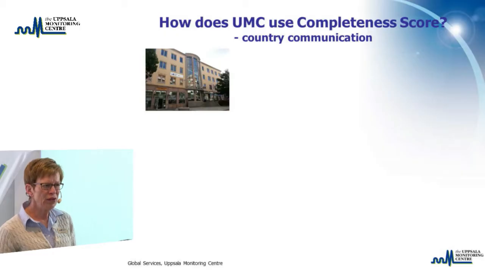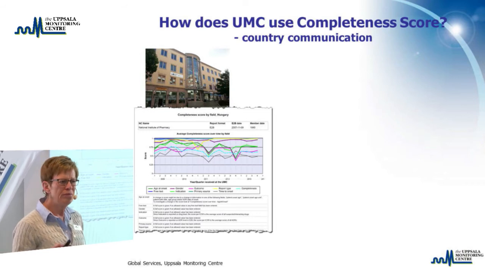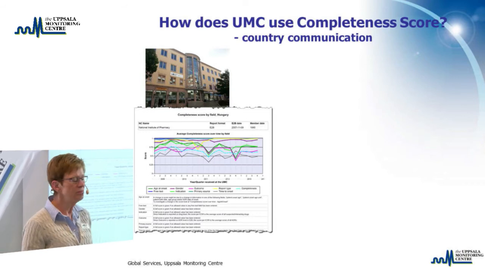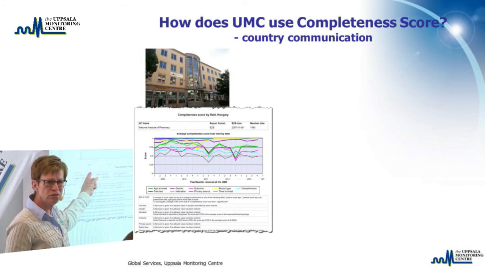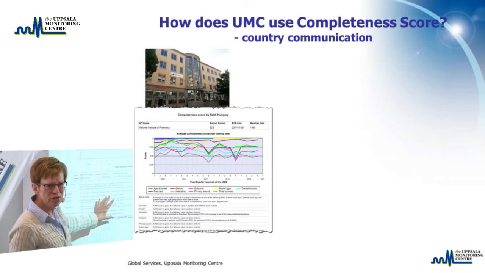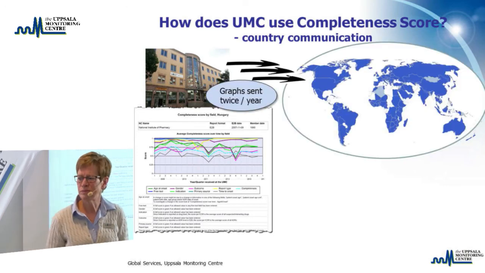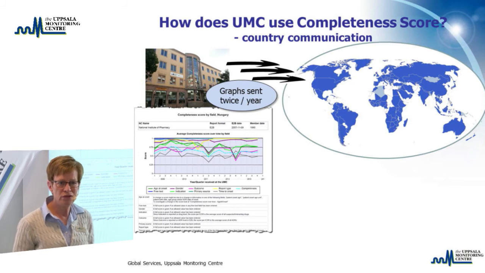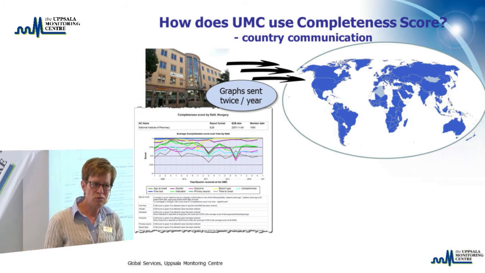How do we use this? Well, as I mentioned, we make up these completeness scores for all the case reports in the database. Each single case report is measured. We make a document about this, giving the average result, some comparison with other countries, and explaining what the different parameters mean. We send this to all reporting countries twice a year, not more often than twice a year, because the measurement should be fairly stable and doesn't change all that much over each quarter.